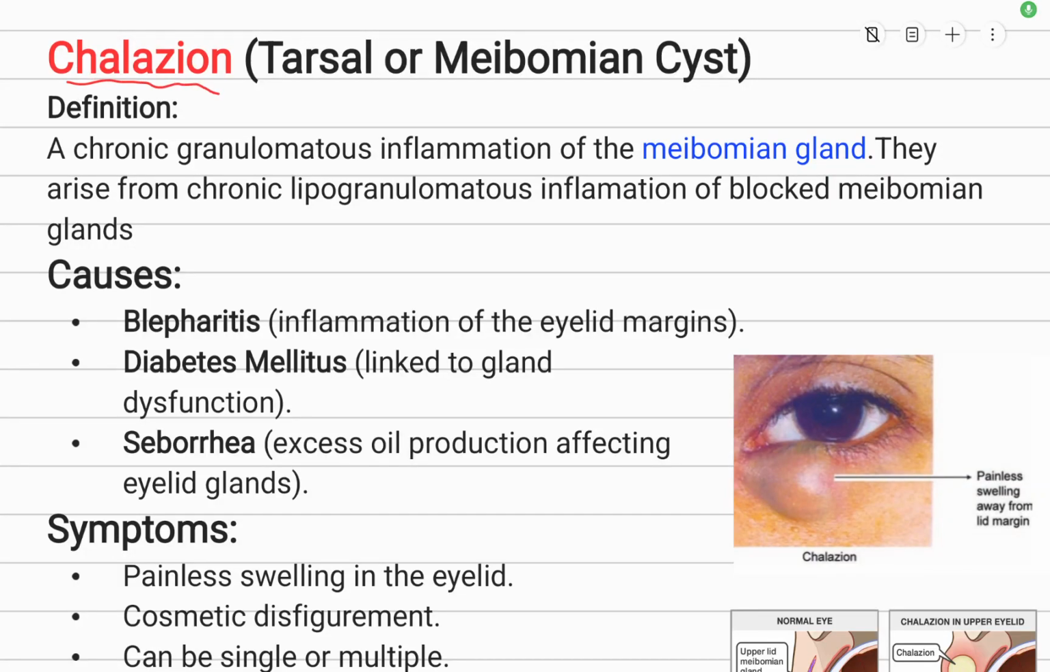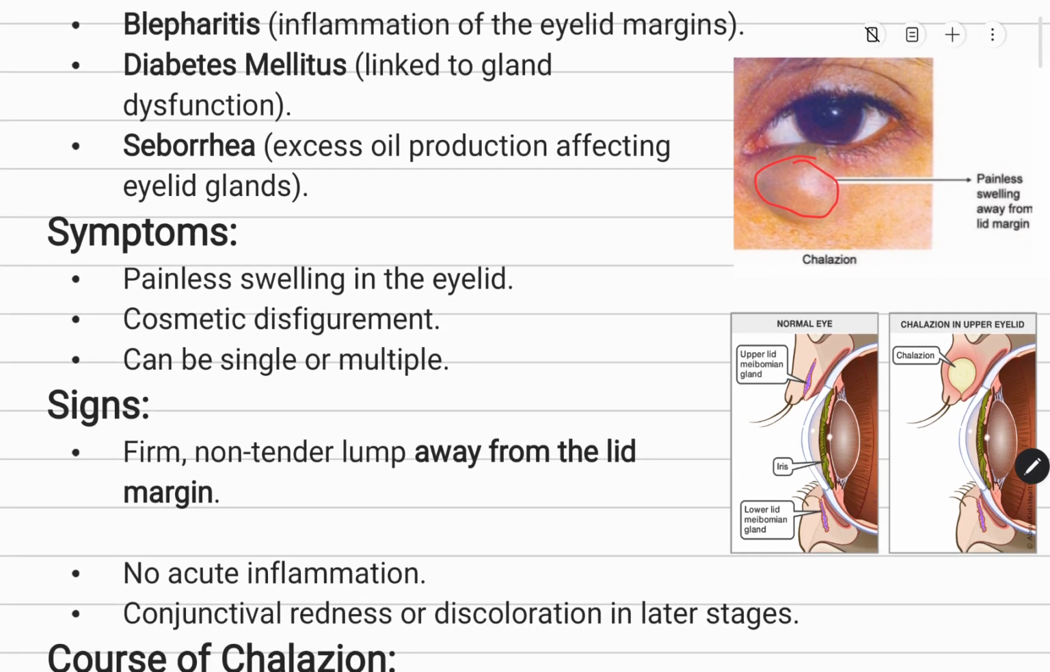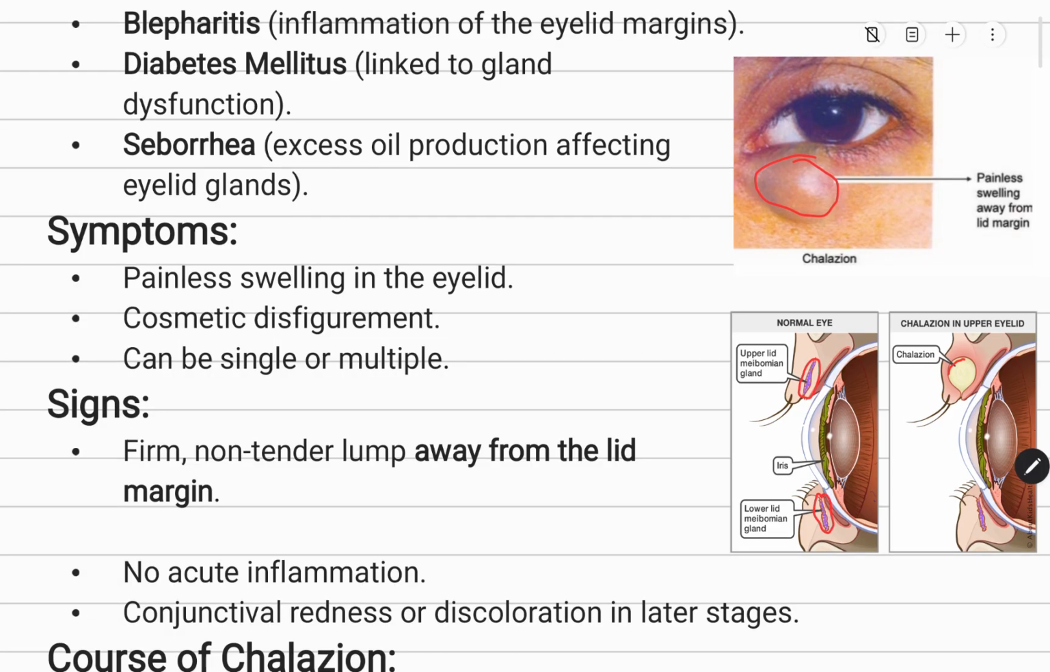With lesion. In simple words, lesion is basically the inflammation of meibomian glands. So as you can see in this picture, these are the meibomian glands. Okay, so in this case, as you can see, there is inflammation.